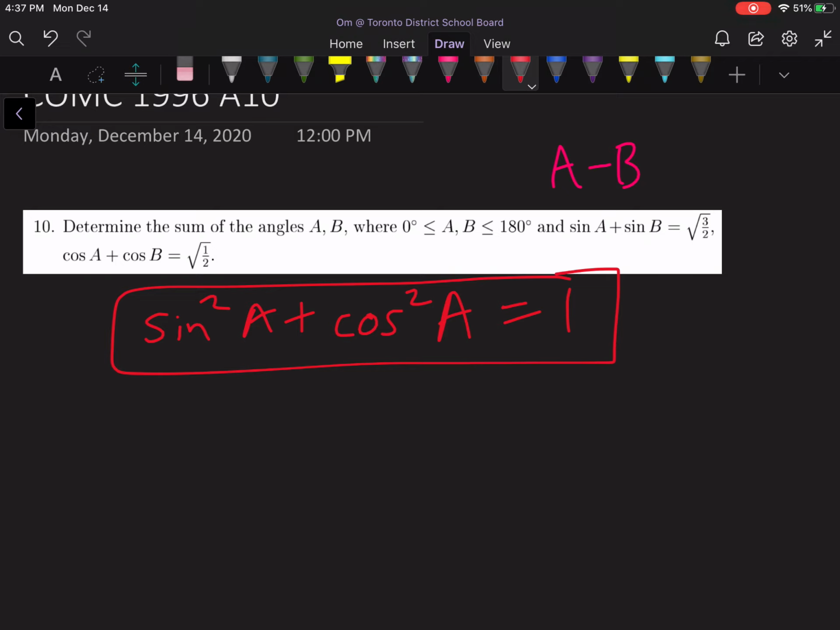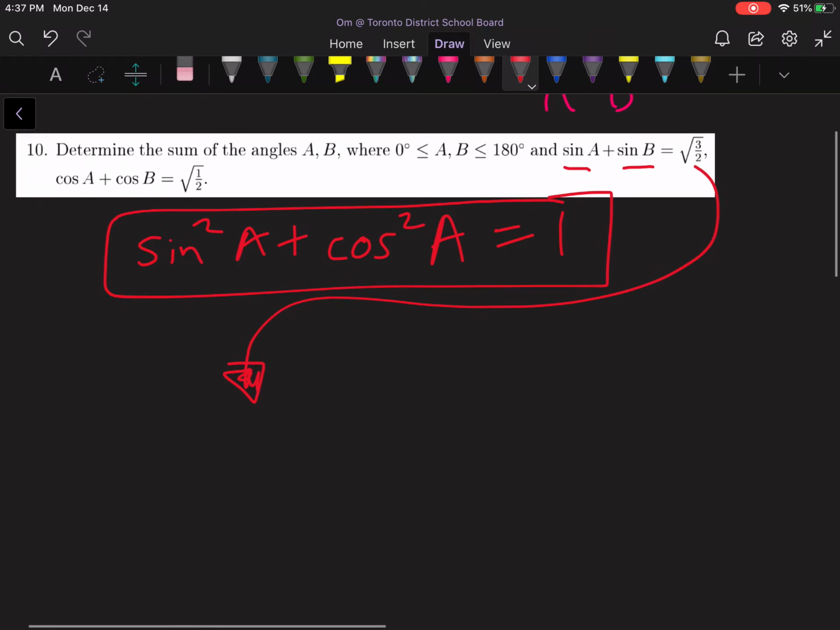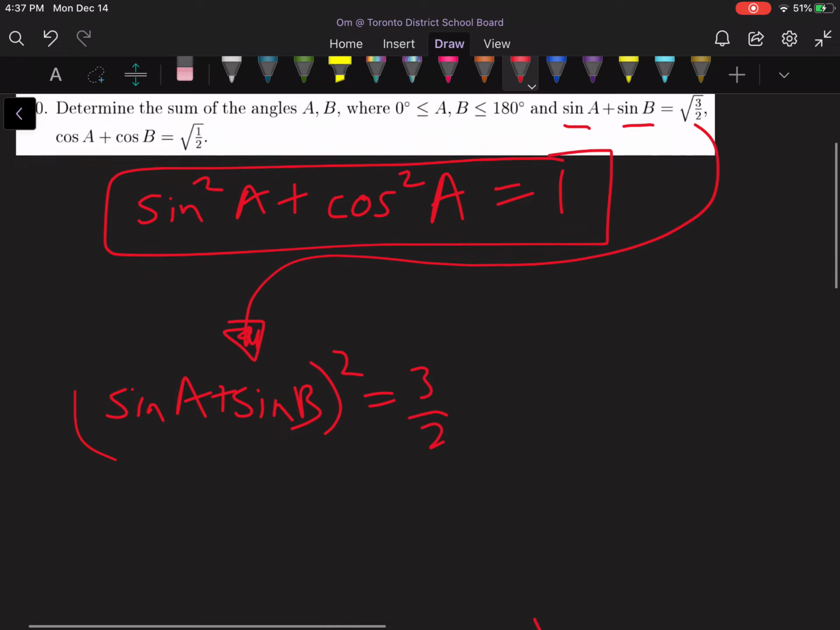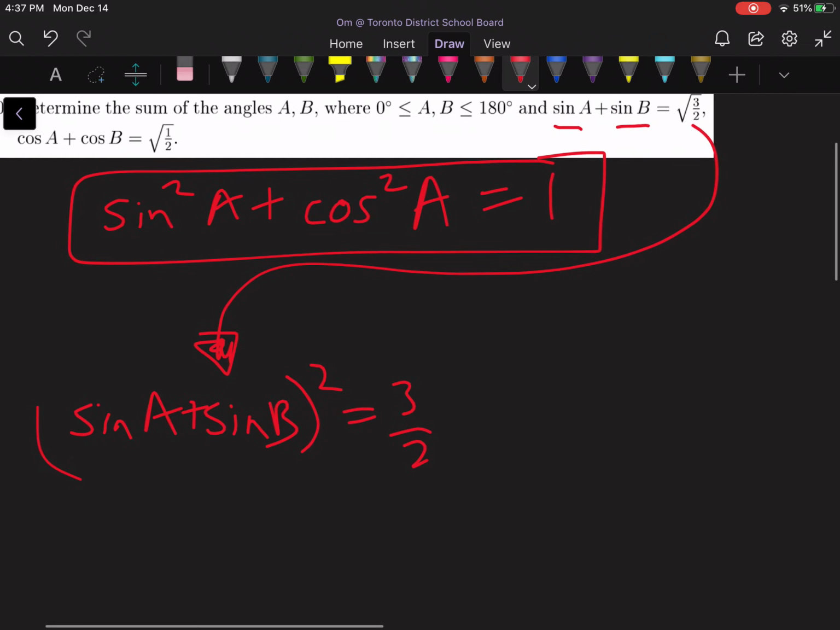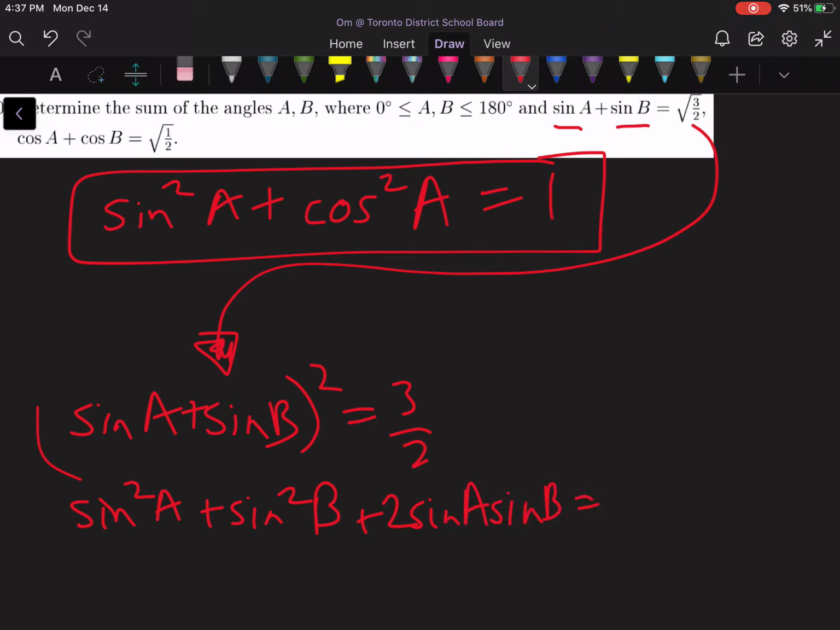Clearly the identity has sine squareds and cos squareds in it. In our equation, we only have sine A plus sine B, right? So the first step would be to just square both sides. It might seem random, but bear with me. Let's just go through the algebra. Sine A plus sine B squared equals root 3 over 2 squared, so that's just 3 over 2. The left hand side simplifies to sine squared A plus sine squared B plus 2 sine A sine B equals 3 over 2.